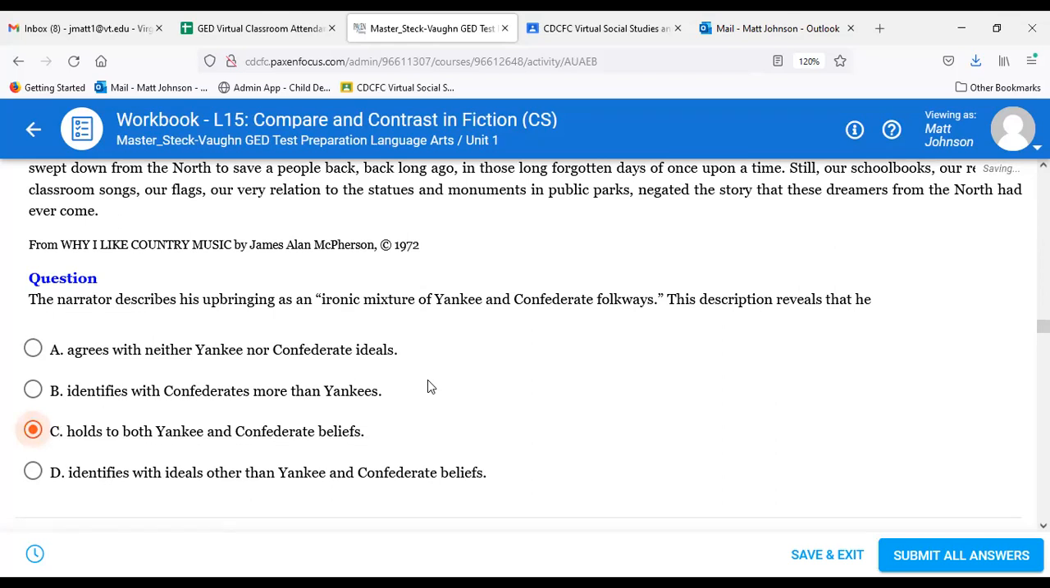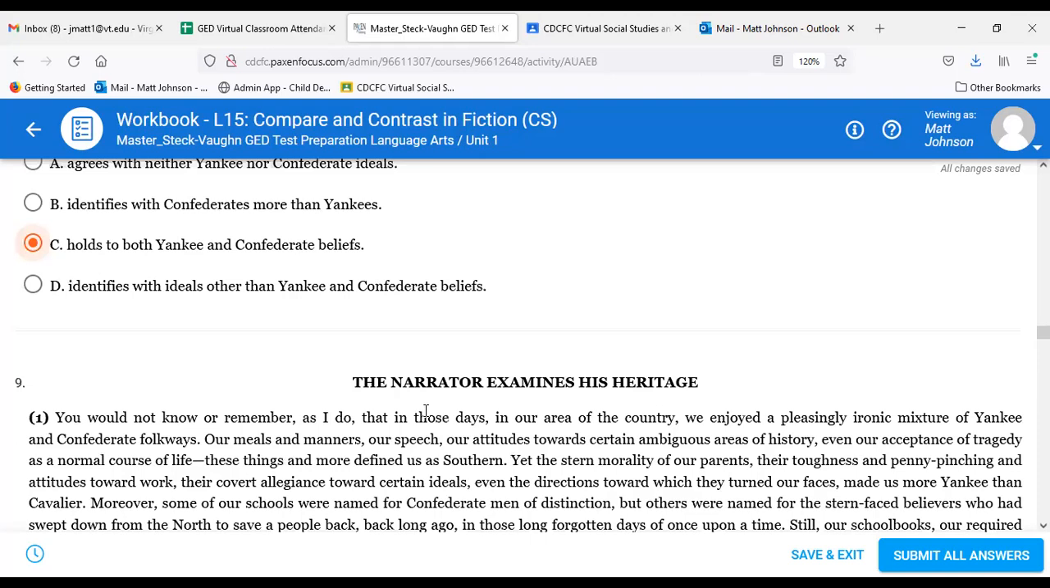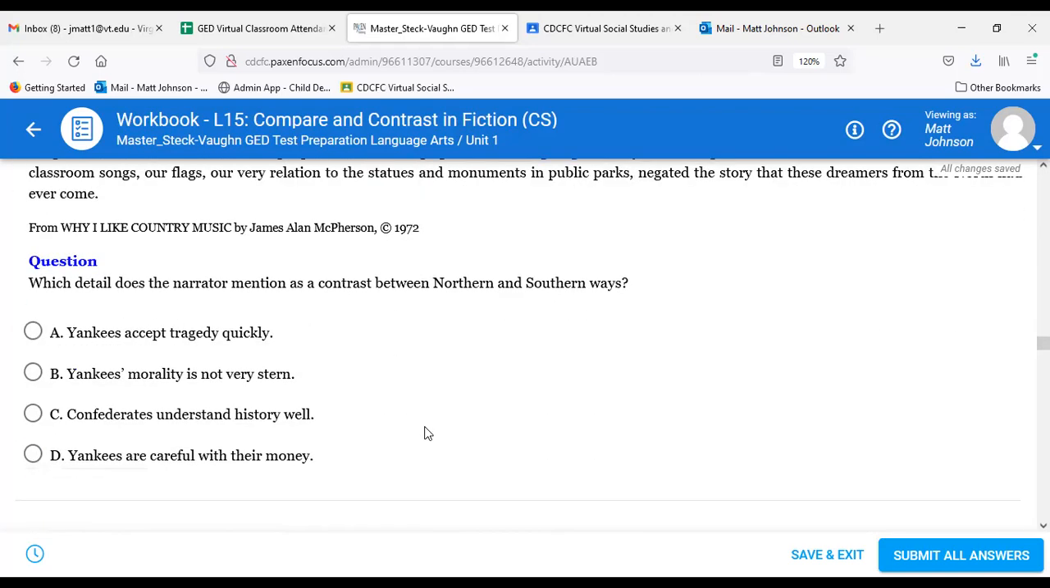Right. So being someone from the South, being African American from the South, there are certain things that he associates with living there. But there are also things from the North, the Yankee sentiment, that he also identifies with. So that's what it means, ironic mixture. Being African American from the South, and also having these characteristics of a Yankee. So C for number 8. Etta, could you read number 9?